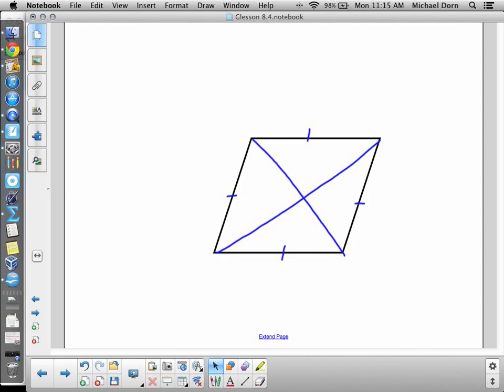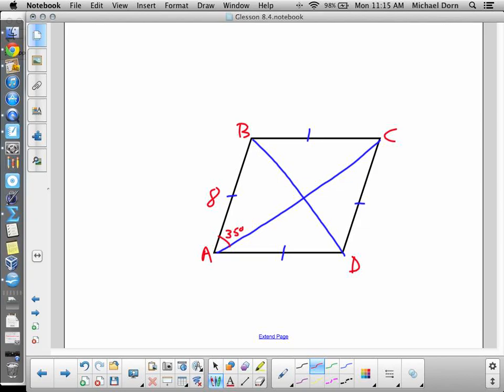And then they'll give you a figure, labeling it A, B, C, D. And I tell you this side is 8, and this angle is 35 degrees. I'll call this point here E in the center. And then I'll ask you a whole series of questions. So they say, okay, how long is BC? 8. Or what's the measure of angle DAE?